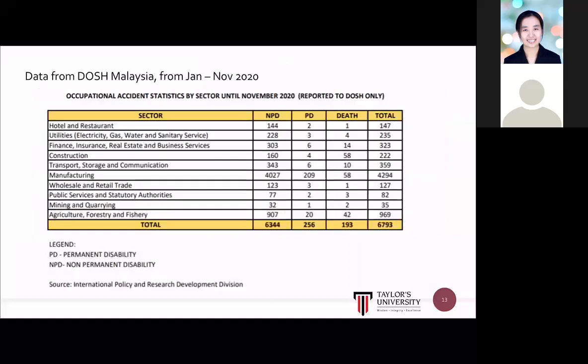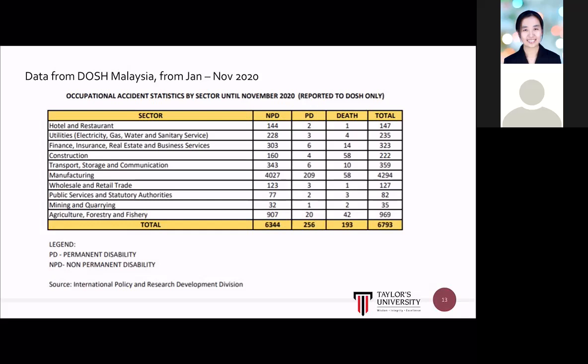If no, then we can take a look at this data. I just got it yesterday from DOSH Malaysia, our Department of Occupational Safety and Health Malaysia. It's the government's department, so they will look at all the incidents and accidents, and they also do the statistics according to every sector. They also do another dataset according to every state. This data is from January to November last year.